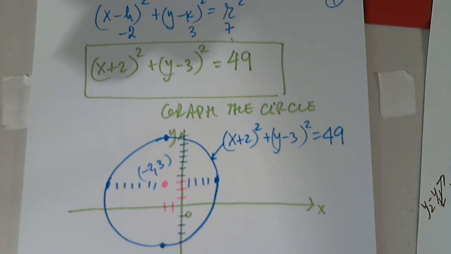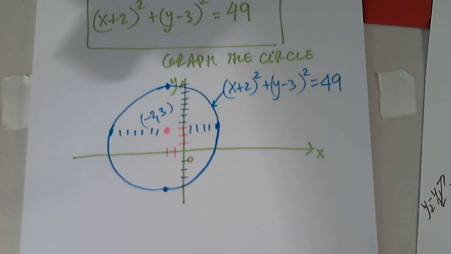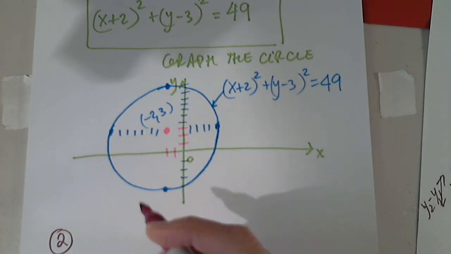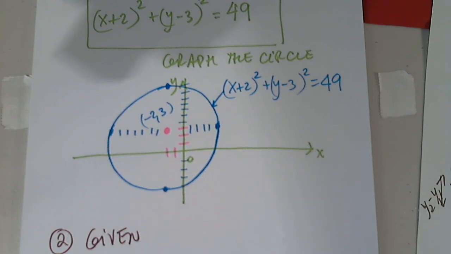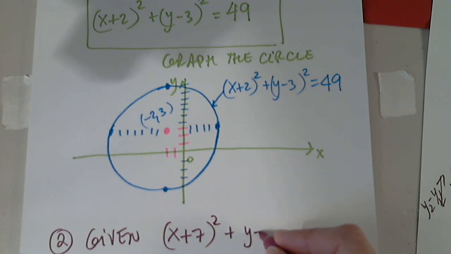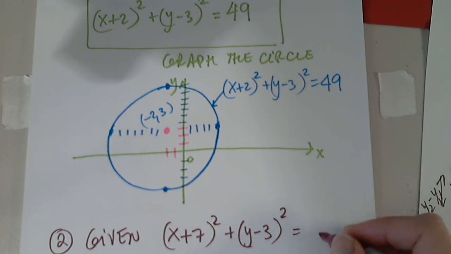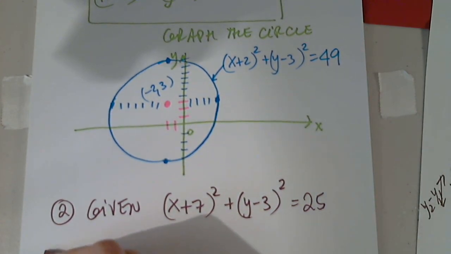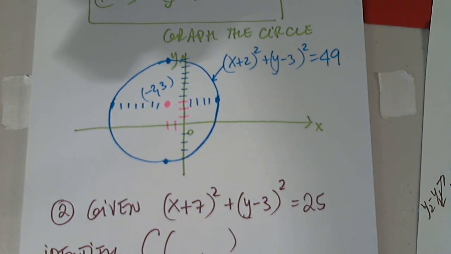Second type of problem. That was straightforward, easy. Any questions, please? So given this equation, x plus 7 squared plus y minus 3 squared equals 25, identify the center and the radius. Can anyone give us the center and the radius?